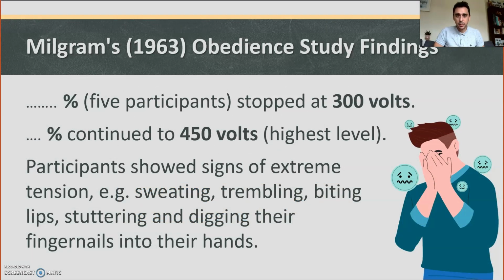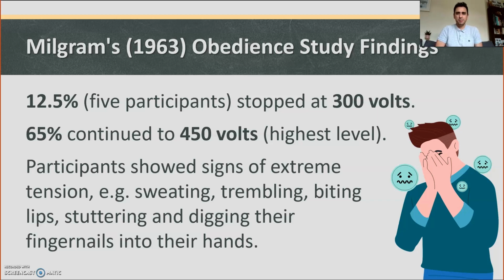What percent of the participants stopped at 300 volts, and what percent continued to the highest level of 450 volts? What do you reckon? Remember, it started at 15 up to 450. What percent stopped at 300 volts? 12.5%. What percent of the participants continued to 450 volts? 65%. A massive amount.